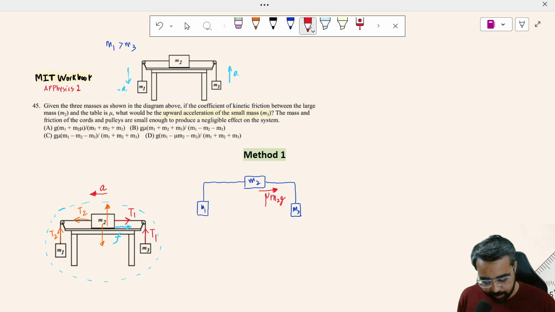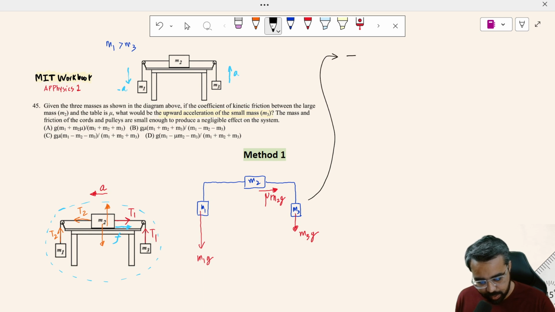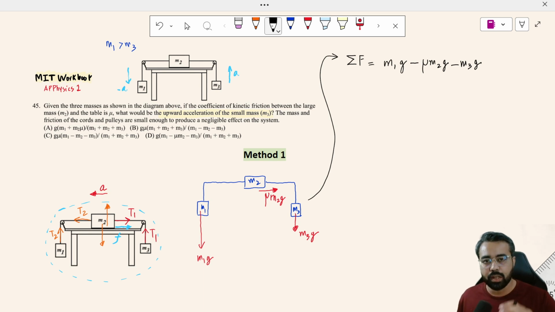Okay, secondly, the force that is pulling it down is m3g and the force that is pulling down is m1g. So it means, what is the total sum of all forces? The sum of all forces must be equal to m1g minus mu m2g minus m3g. I'm talking about the magnitude of the resultant force.